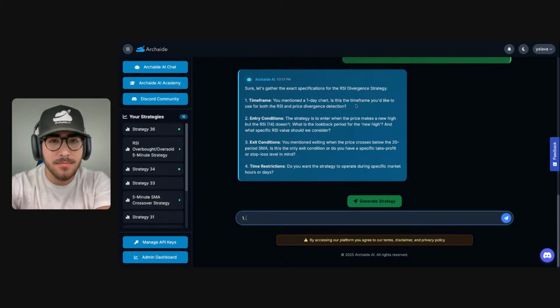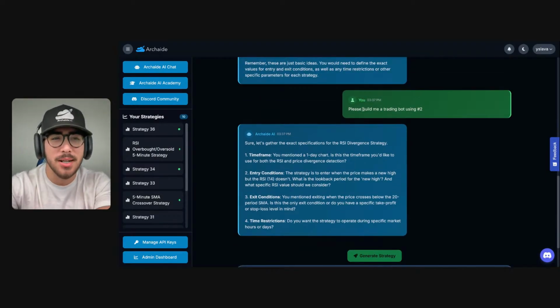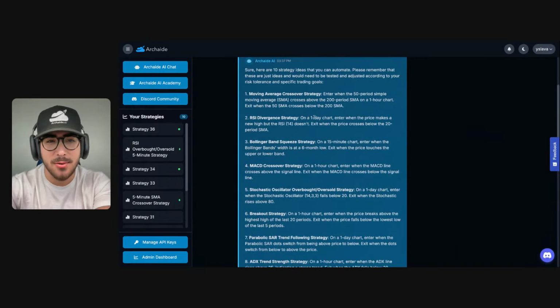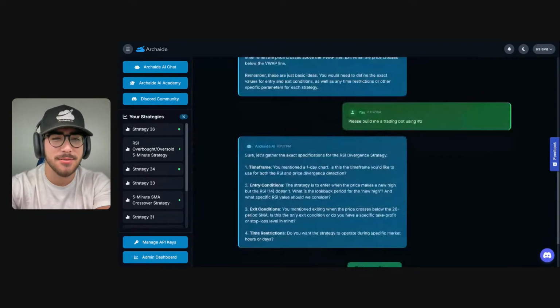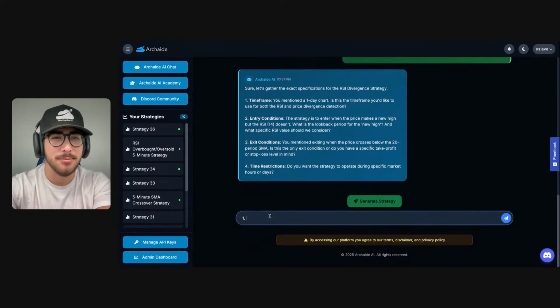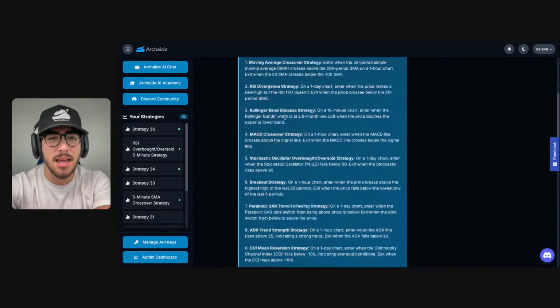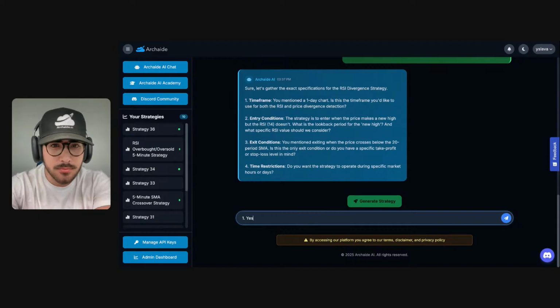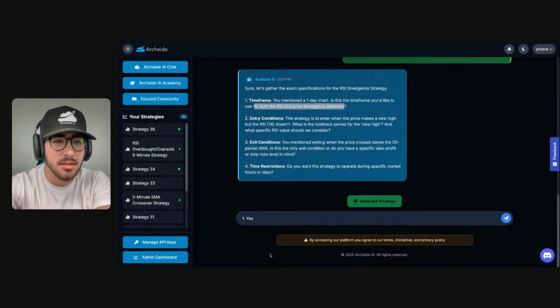So 1-day chart, I want to see some results. I know this up here says 1-day chart, but I like when it's super short term, so we can see the results right away for you guys. Obviously the results will vary, but this is the trading idea that the AI gave us. So let's just use it, right? Time frame: is this a time frame you'd like to use for both RSI and price divergence? So we'll say yes.